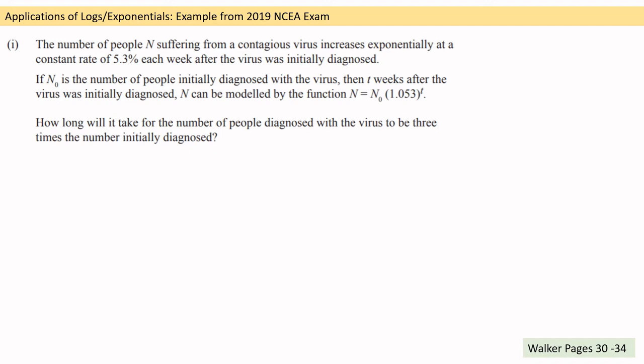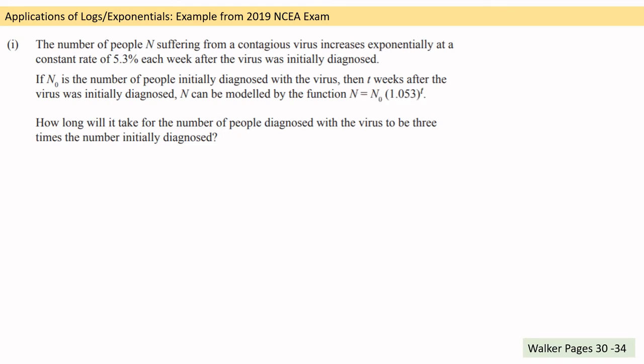It was quite an interesting context because it's all about a virus, which is exactly the reason why we're doing distance learning right now. Right, so the number of people N suffering from a contagious virus increases exponentially at a constant rate of 5.3% each week after the virus was initially diagnosed. If N0 is the number of people initially diagnosed with the virus, then T weeks after the virus was initially diagnosed, N can be modeled by the function blah, blah, blah. Now, I tend to ignore these things, because I like FERN, so I don't worry too much about that.